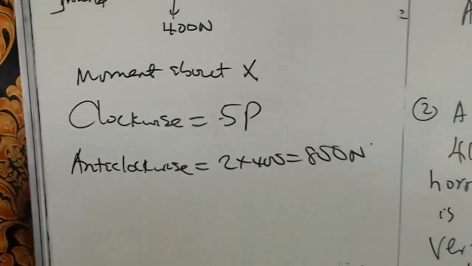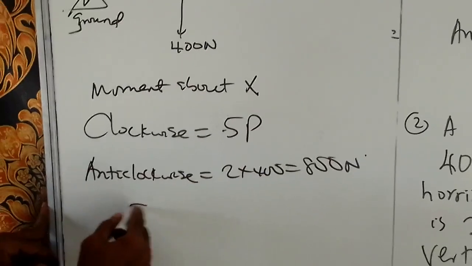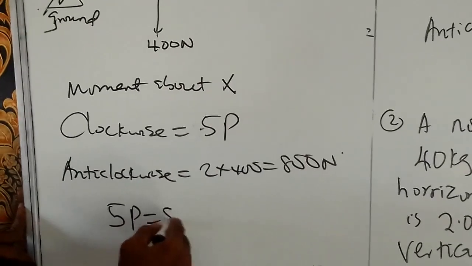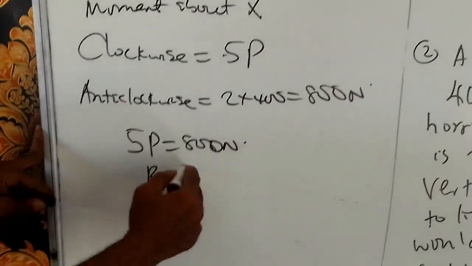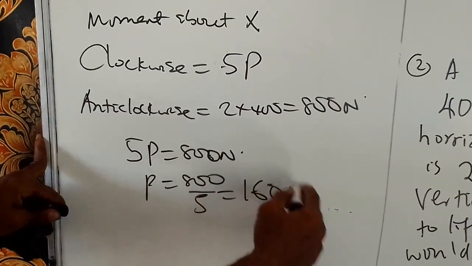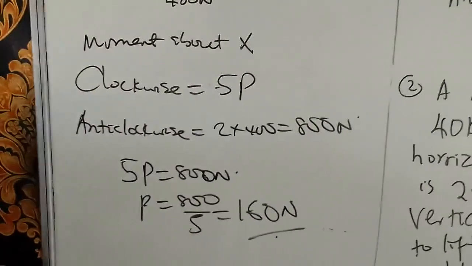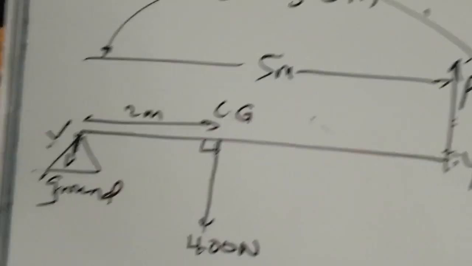Equating, clockwise moment is equal to anti-clockwise moment. So 5P equals 800 Newton. So P becomes 800 over 5. That gives us 160 Newton. So that is the value of the force P. Having done that, we'll go over to the second part of the question.